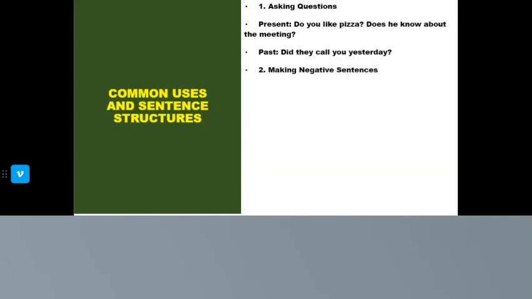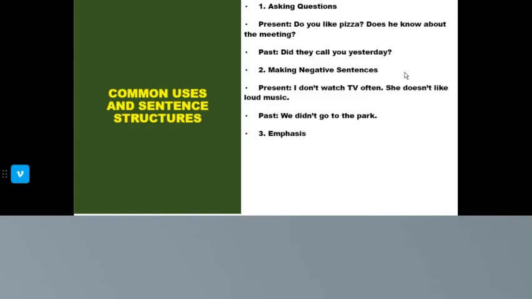Now, another common use is in making negative sentences. In the present, you can say, I don't watch TV often, or she doesn't like loud music. In the past, you can say, we didn't go to the park.